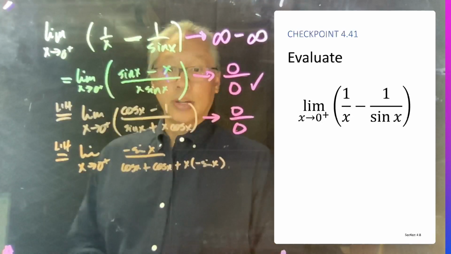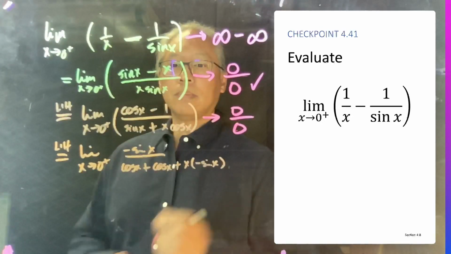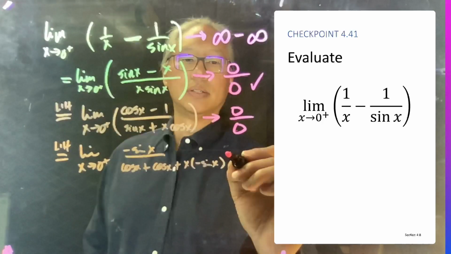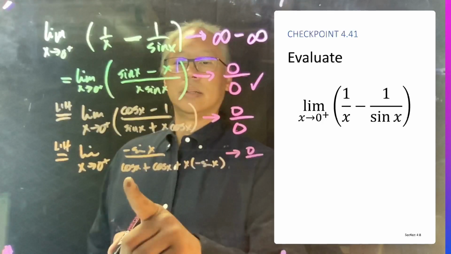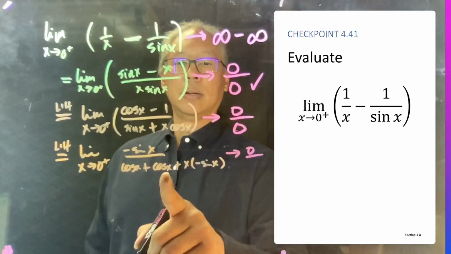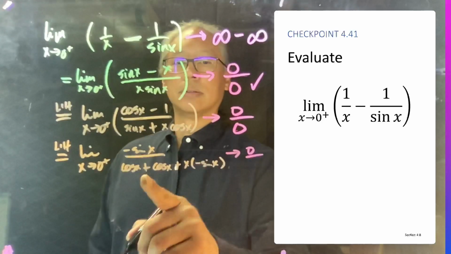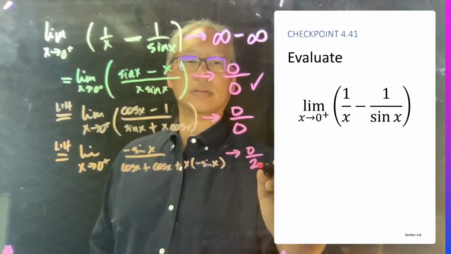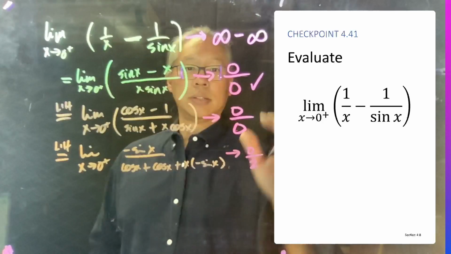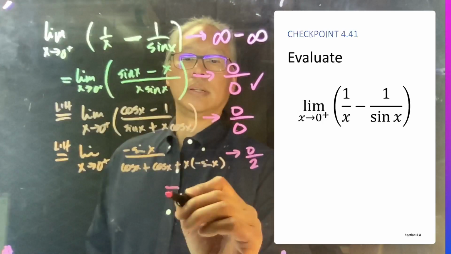And now let's try to take the limit again. Sine of 0 is going to be 0, and cosine of 0 is going to be 1, so this is going to be 2 in the denominator. And now it's equal to 0. So this is equal to 0.